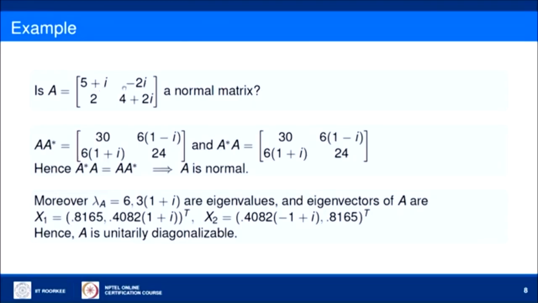The first example is A, which is given by the matrix with rows 5 plus i, minus 2i, and 2, 4 plus 2i. Is it a normal matrix or not? So, let me do it. A is given as 5 plus i, minus 2i, 2, 4 plus 2i. We have to check whether this matrix is normal or not.